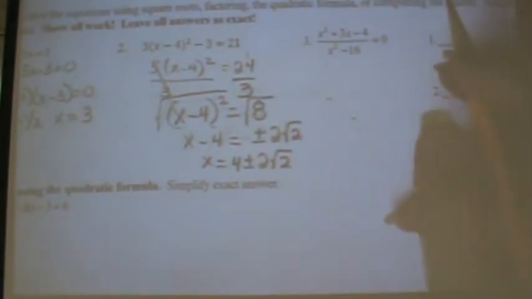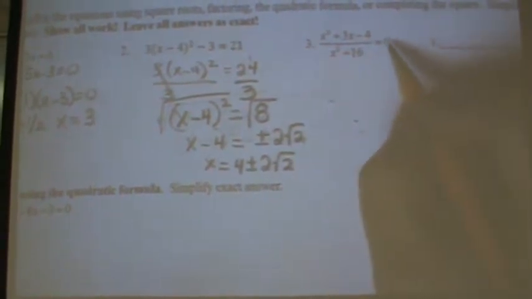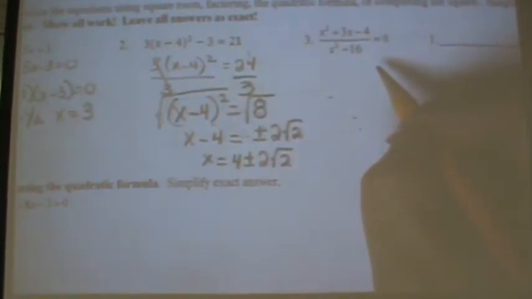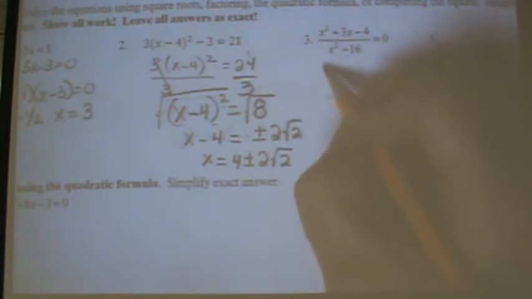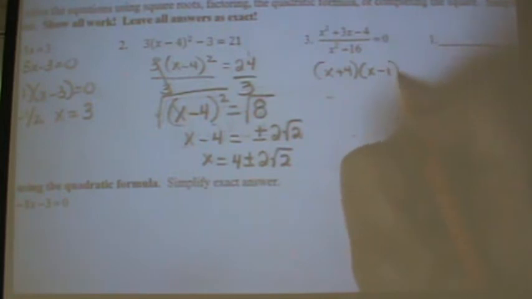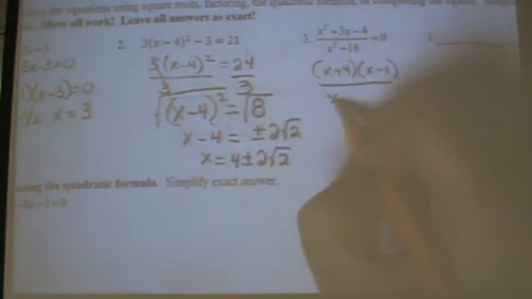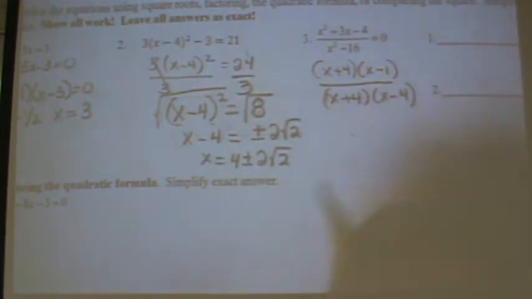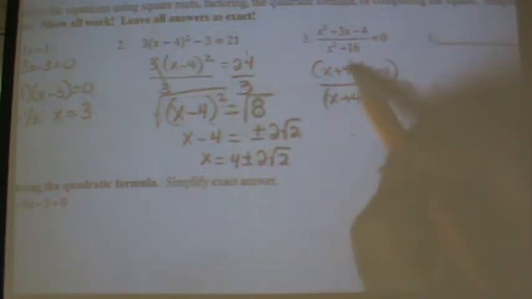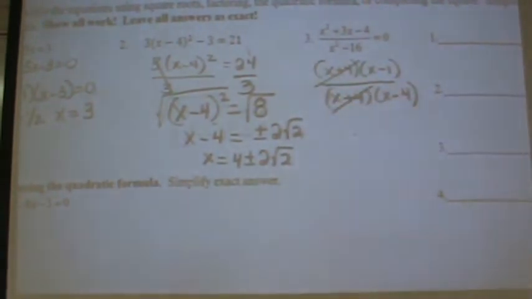Number 3 is on your test. It's actually on a couple of times. Now be careful on this one. First of all, how do you factor the numerator? X plus 4. And how do you factor the denominator? X plus 4, X minus 4. What cancels? X plus 4.